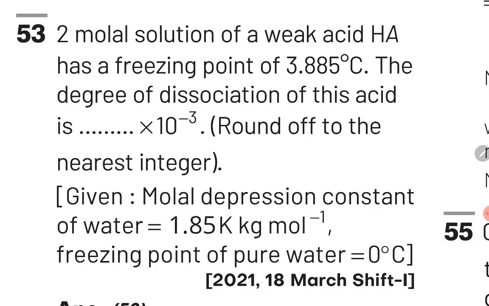Yes students, the fifth question of this chapter is: 2 molar solution of weak acid HA has a freezing point of minus 3.885 degrees Celsius. The degree of dissociation of this acid is. Guys, यहाँ printing mistake है. Freezing point should be minus 3.885 degrees Celsius. Now guys, to solve this question, we will use the concept delta Tf is equal to i into Kf into molality. Guys, यहाँ i होता है Van't Hoff factor and in this case i will be equal to 1 plus alpha where alpha is degree of dissociation. So guys, this is the main concept of this question. Let's observe this in the solution in the next slide.